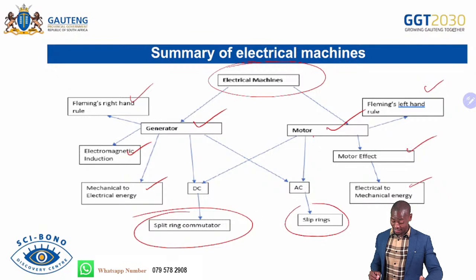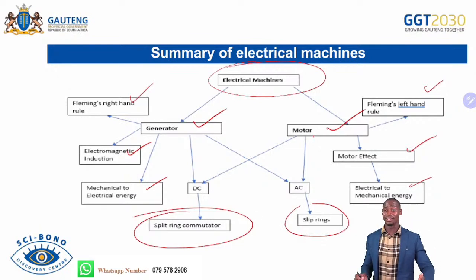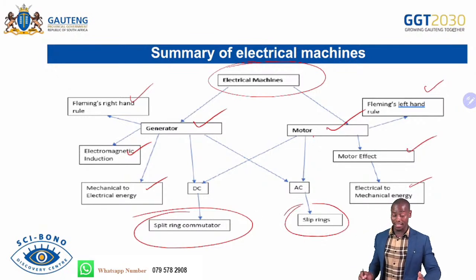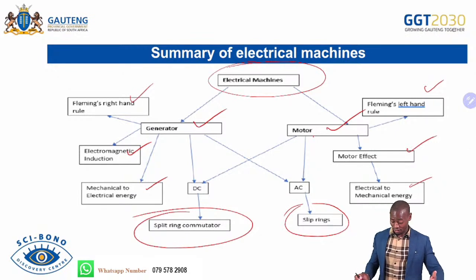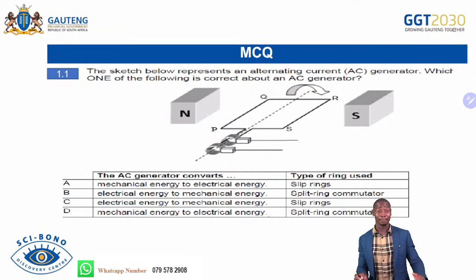Whether it is an AC motor or AC generator, there are slip rings. What is the function of a slip ring in an AC generator? It is to ensure that the current in the external circuit changes direction, right? But in a motor, it is to ensure that the coil changes direction as it rotates. So that is very, very important. So this is just the summary of both machines.